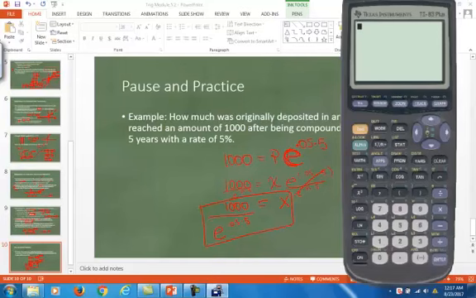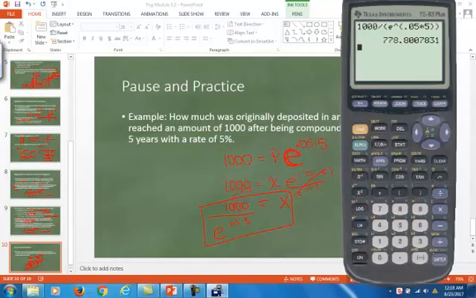Okay, so we're back, and we're just going to type that in directly. 1,000 divided by, I'm going to put all of that stuff in the bottom in parentheses. Divided by, open parentheses, second e, 0.05 times 5, close parentheses, close parentheses.